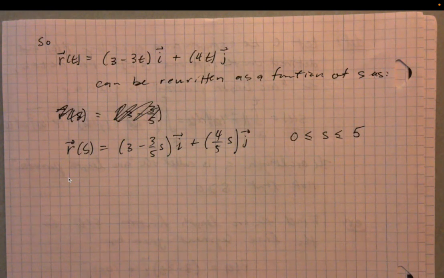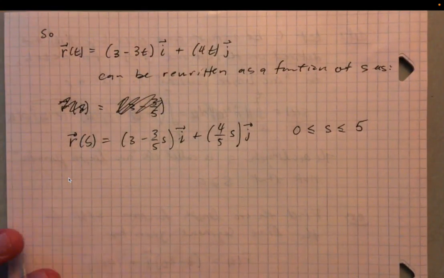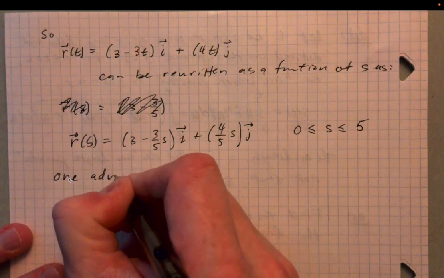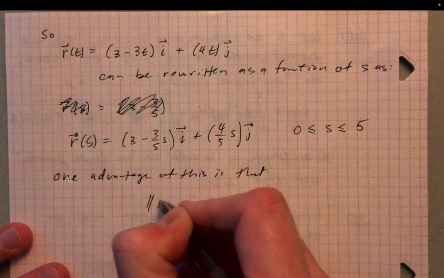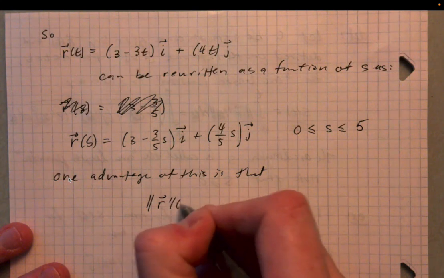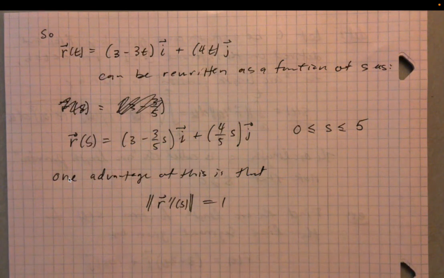All right. Very good. So, one of the advantages of writing a vector valued function in terms of the arc length parameter is that the norm of the derivative of r equals 1, right? That's advantageous, and we'll see why that's advantageous in a bit.